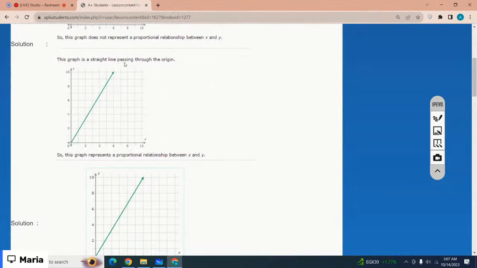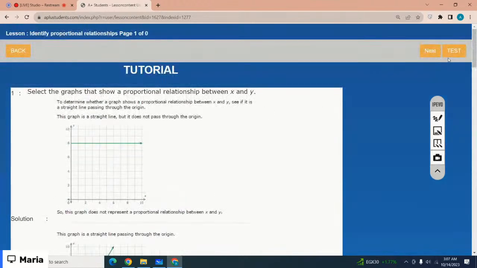Okay, just look at another example. The graph is a straight line passing through the origin. So the graph represents a proportional relationship between x and y, right? Let's just start with the practice questions.